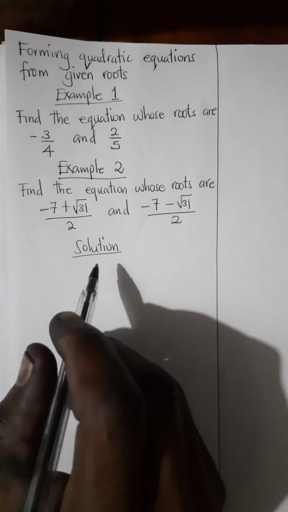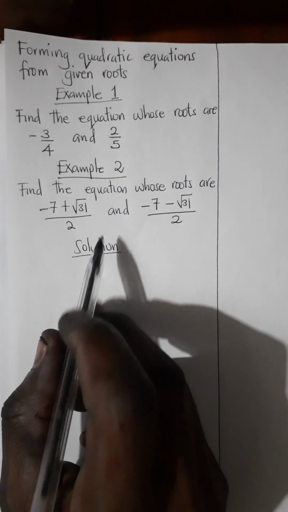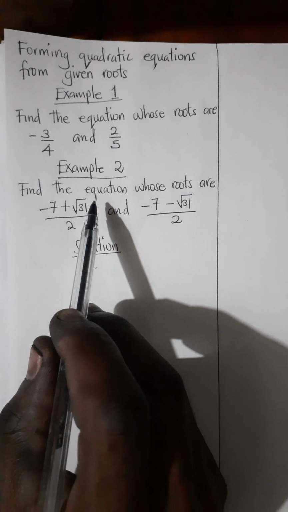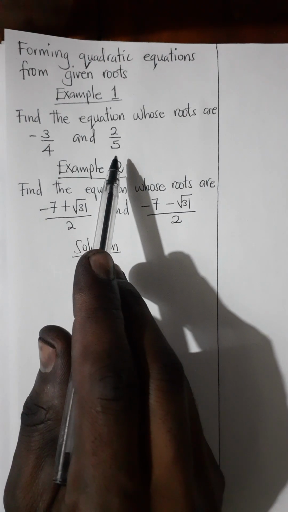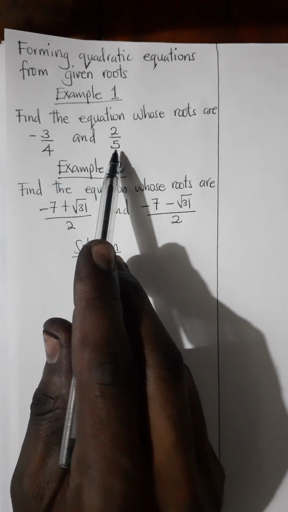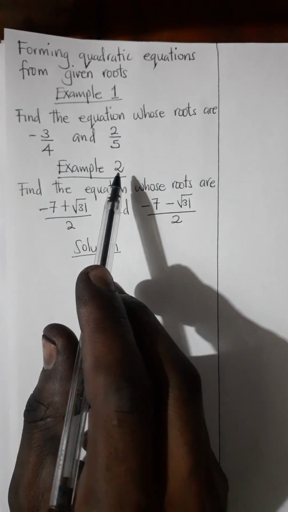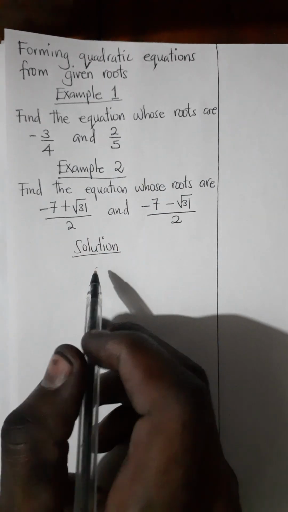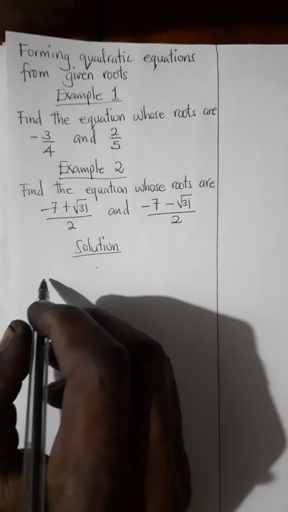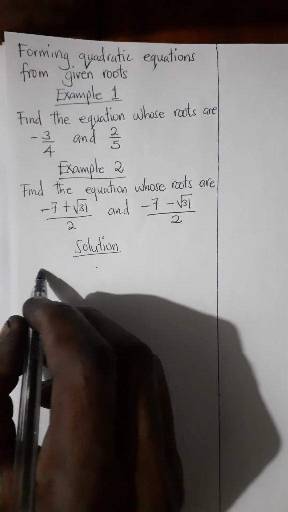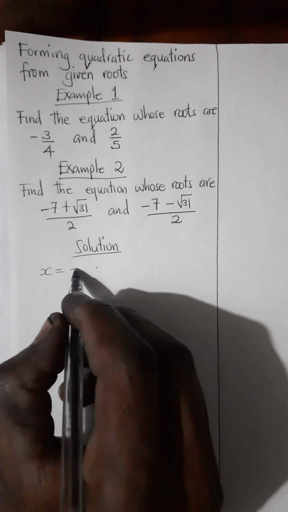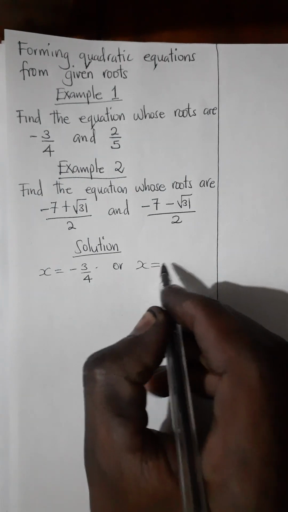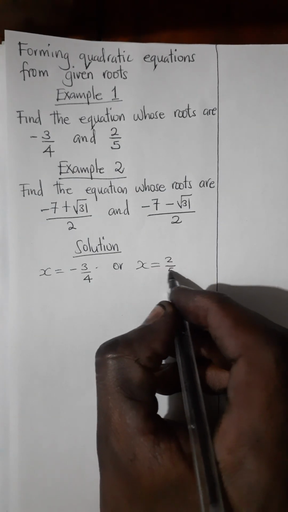Now there are two methods, which I'm going to demonstrate with two examples. The first one I will talk about in the first example, and the second one I will use another method. So method one talks about this. The first step, we say x equals negative 3 over 4, or x equals 2 over 5.